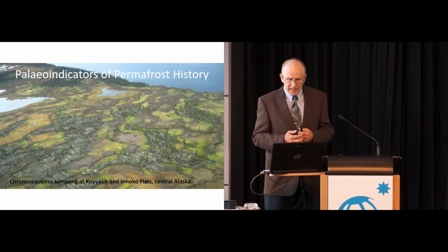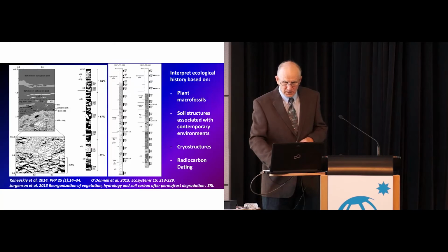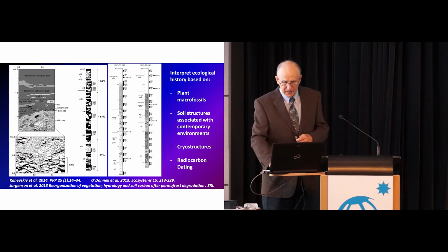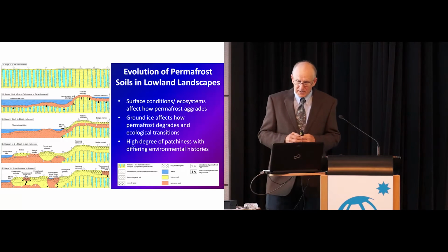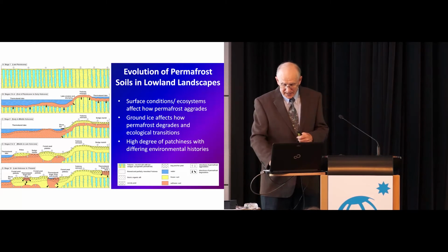And in lowland landscapes, we can use paleo indicators of permafrost history, where we use plant macrofossils, soil structures, cryostructures, and radiocarbon dating to assess changes over time. And in the Yukon and Oko Flats, we've developed a conceptual model of a degrading Yedoma landscape that goes from extremely ice-rich silts to thermokarst lake development. These lakes drain, but during the drainage process, it creates very heterogeneous environments that can aggrade and then subsequently degrade at different periods.